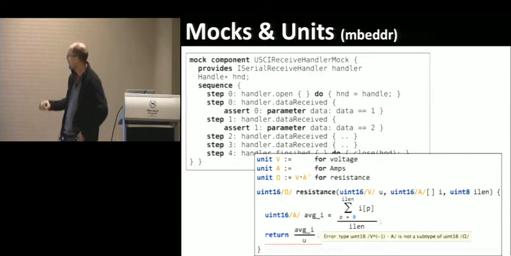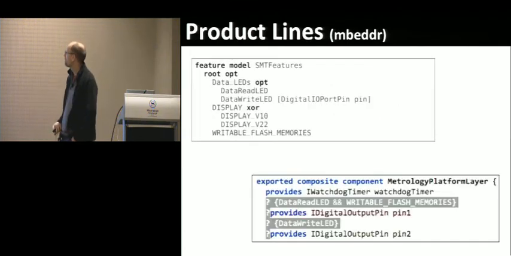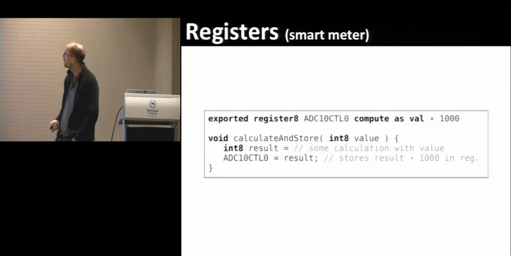Here is an example of where we use mathematical notations plus units. You can see this function takes an int16 in volts and an int16 in amperes and calculates some average ampere. And then, of course, if you make a mistake with the units, you get an error, right? Here is product line variability stuff, a feature model, and essentially presence conditions annotated to the code.